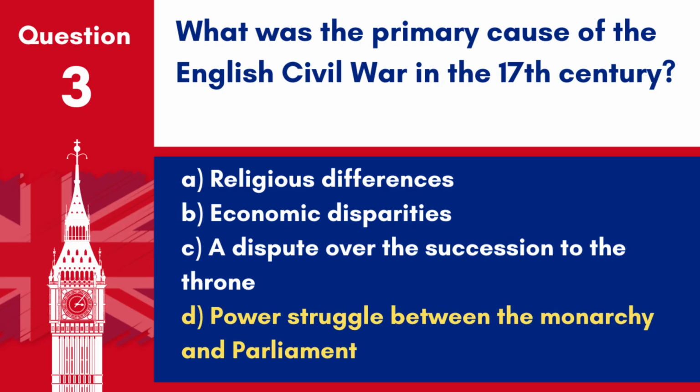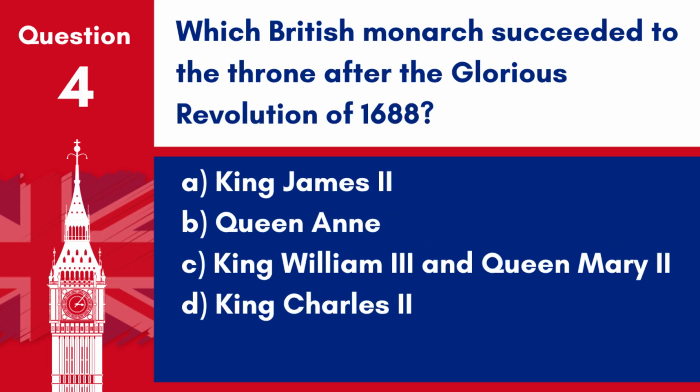Answer. D. Power struggle between the monarchy and Parliament. The English Civil War was primarily caused by a power struggle between the monarchy and Parliament, reflecting broader tensions over authority and governance.